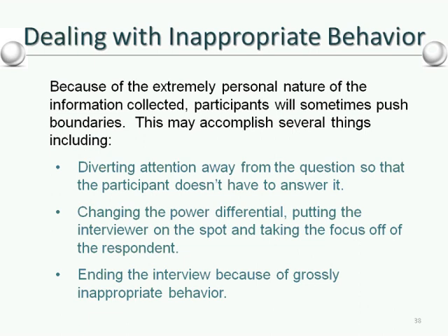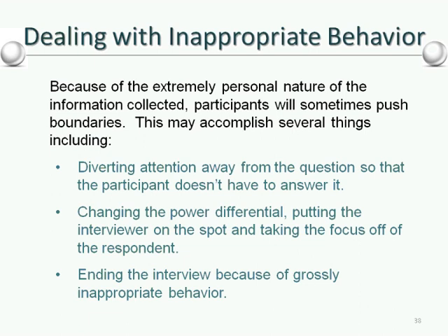Because what we talk with our participants about is really personal. Even if we're only talking about their drug use, we're asking them to disclose illegal behavior. But we often talk about a lot more aspects of their lives than simply their drug use. So they may want to push the boundaries for a number of different reasons. One, if they can suddenly make you feel uncomfortable, they can divert attention away so that they don't have to answer your nosy questions.